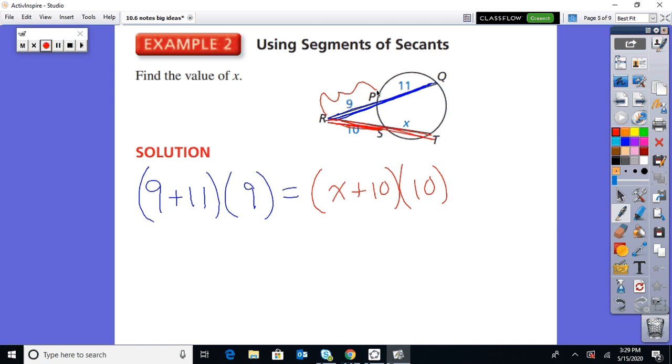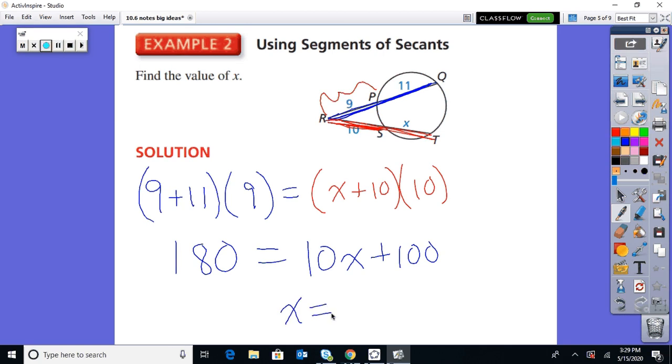When I say the outside piece, of course, I'm referring to the piece that's outside the circle. So now we just have to solve it. I've got 20 times 9, which is 180. And then over here, distribute, I've got 10x plus 100. Subtract 100, divide by 10. The value of x is 8.